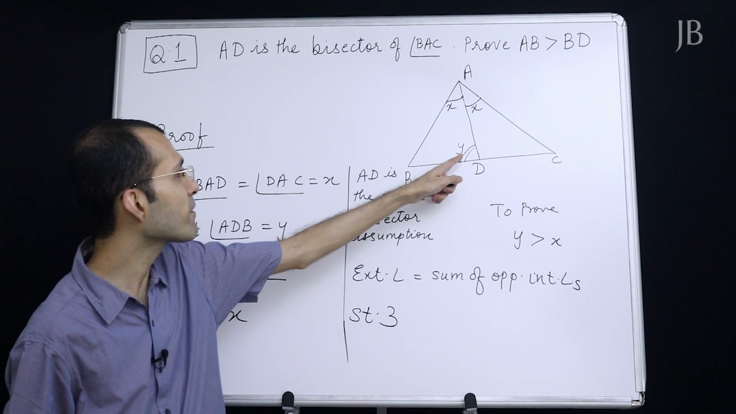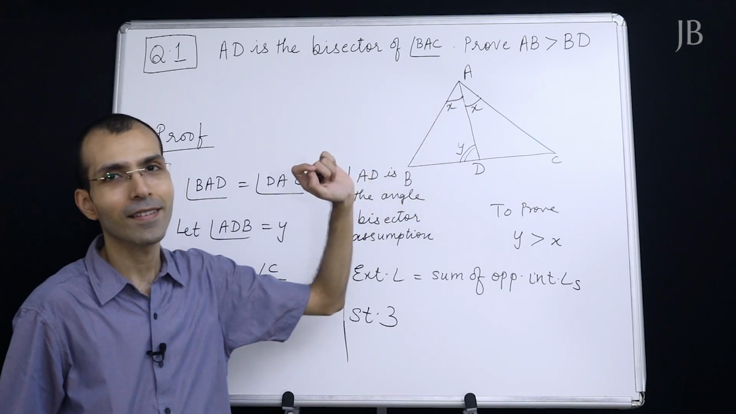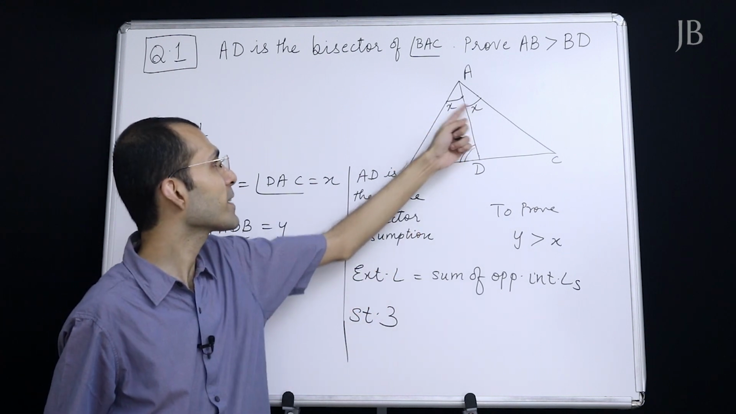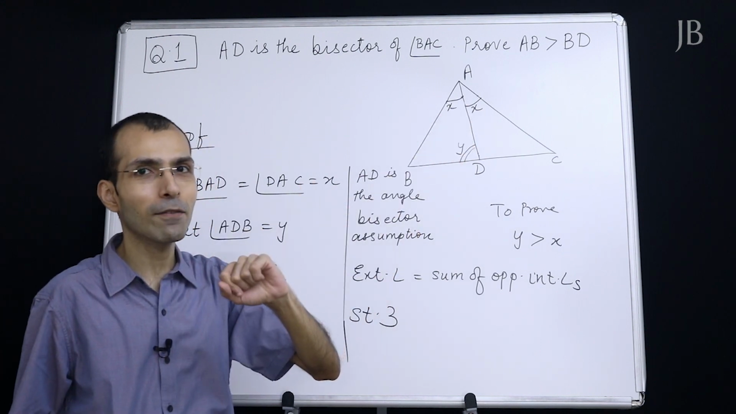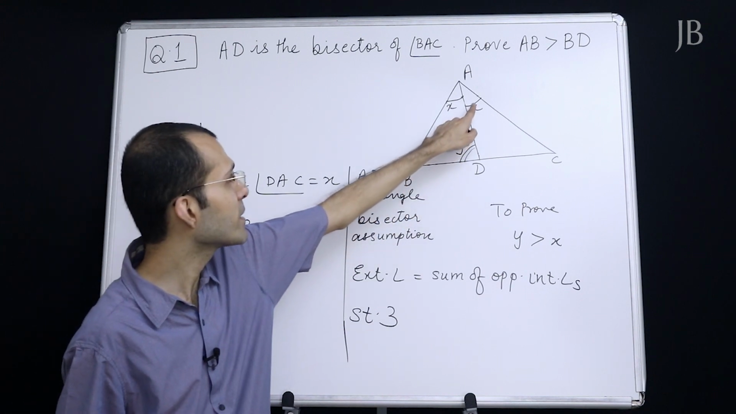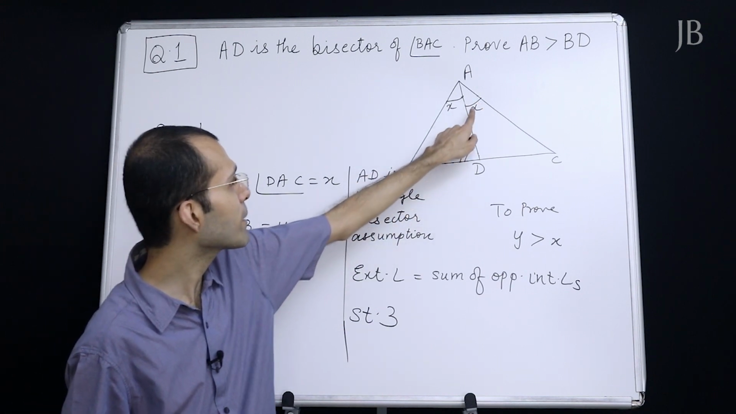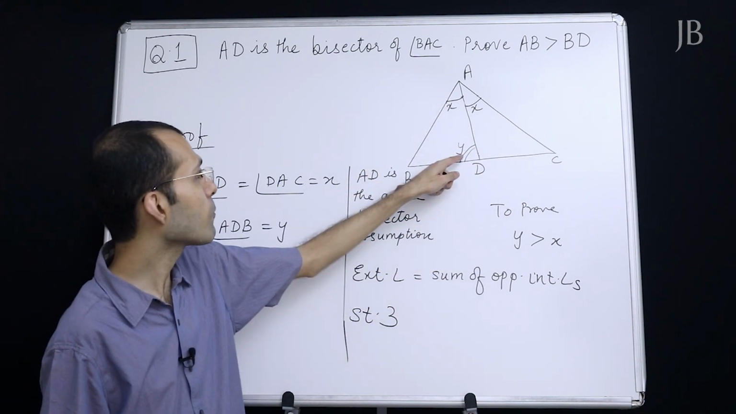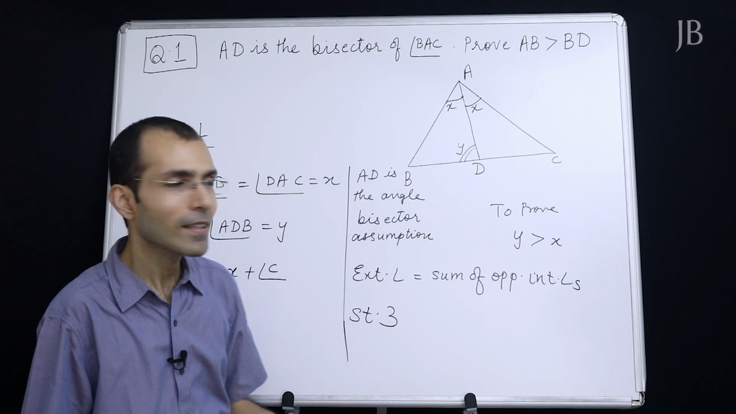Now we have proved that Y is greater than X. Now whether I take this X or this X, no harm, because both the X's are the same, so we can take advantage of it. So while applying exterior angle property, we considered this X. We said Y is equaling X plus C. But this is also X only. That means now Y is greater than X.